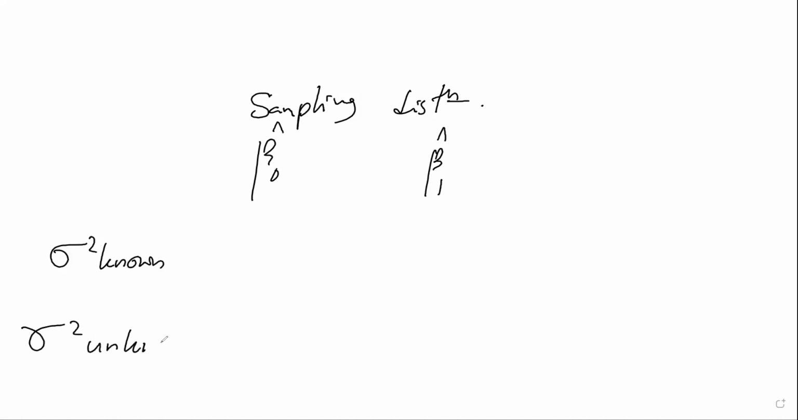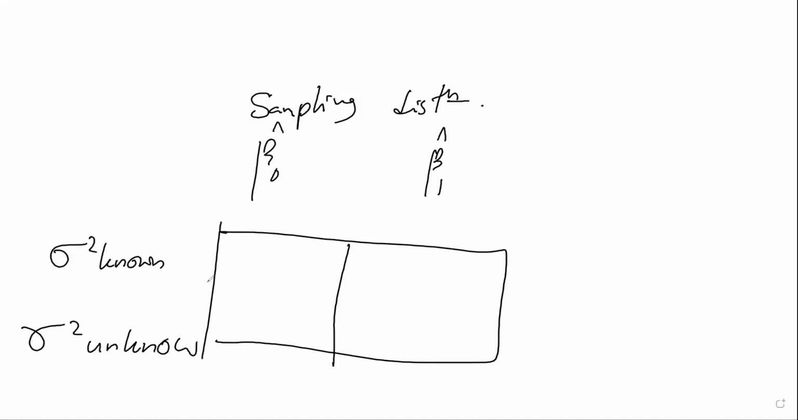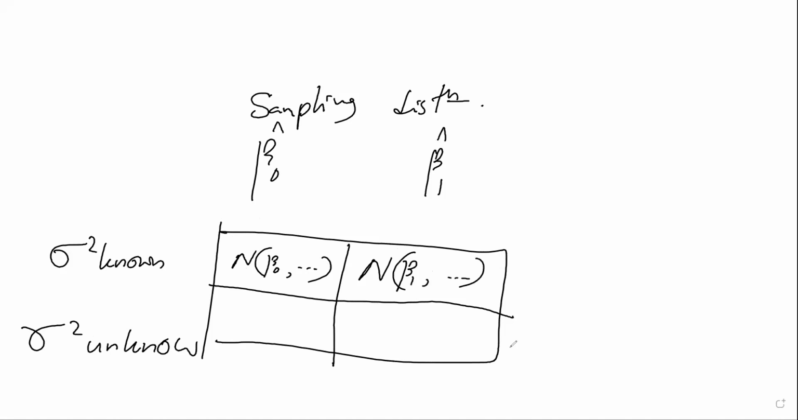Sampling distribution of beta naught hat and beta 1 hat when sigma squared is known, and when sigma squared is unknown. This is basically the short note you have to make. When sigma squared is known, you have a normal distribution with mean beta naught, and I can't remember the variance formula. Put the variance here. And this is normally distributed with mean beta 1 and something.